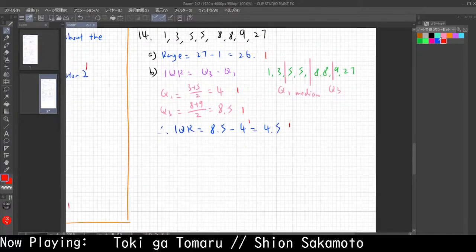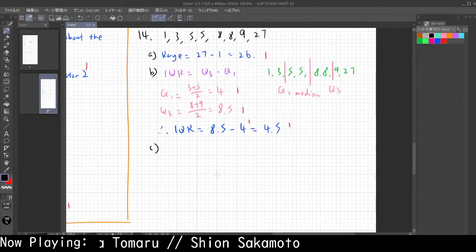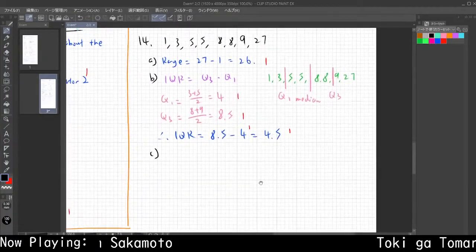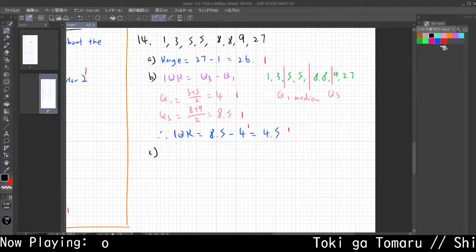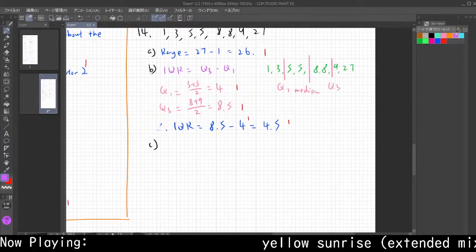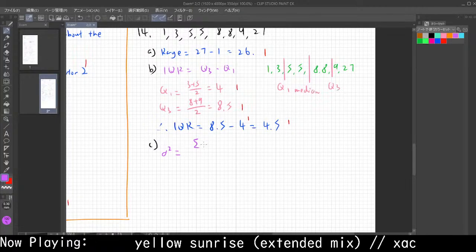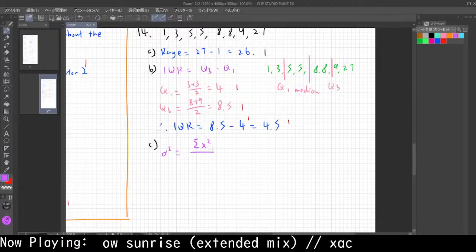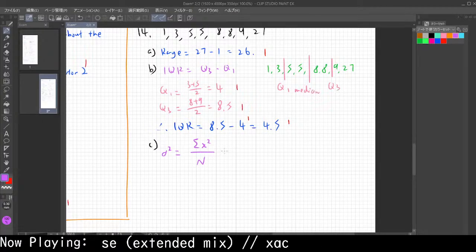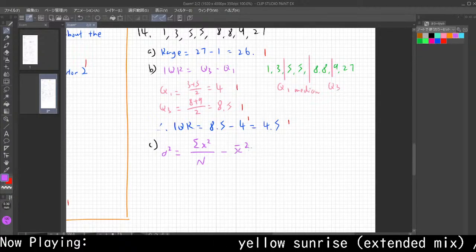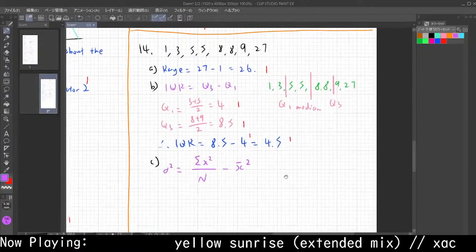So IQR is done. Next, moving on to part C, which is variance. For variance, you just want to directly use the formula. The formula for your variance is given as sigma square equals the sum of squares divided by the total number of things you have, minus the mean square. So you have your individual 8 numbers.